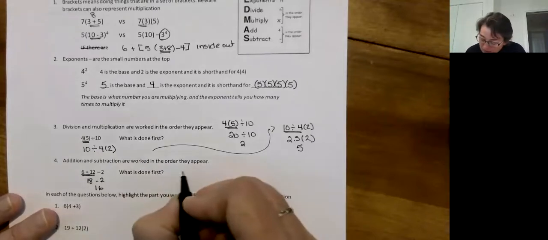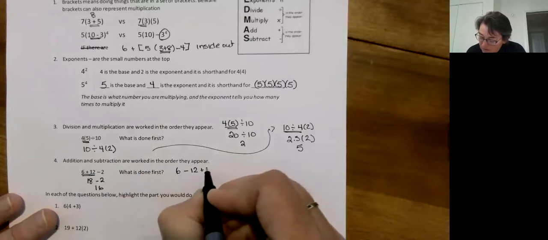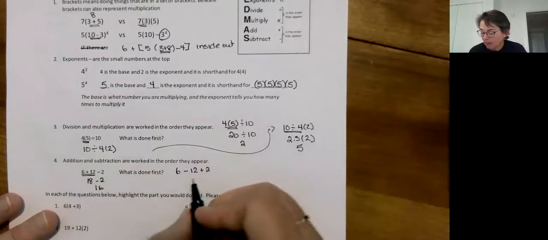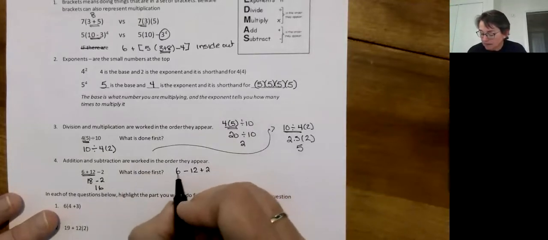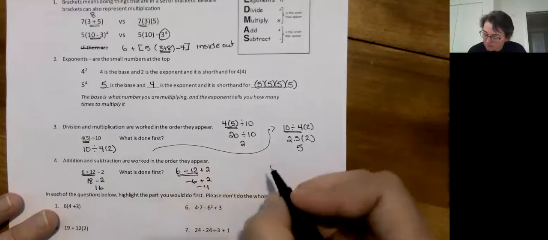Let me see. If I go 6 minus 12 plus 2. So if I do it right, 6 minus 12, this part comes first. It's minus 6 plus 2. Minus 6 plus 2 is minus 4.